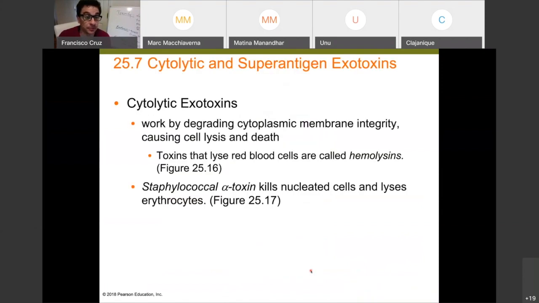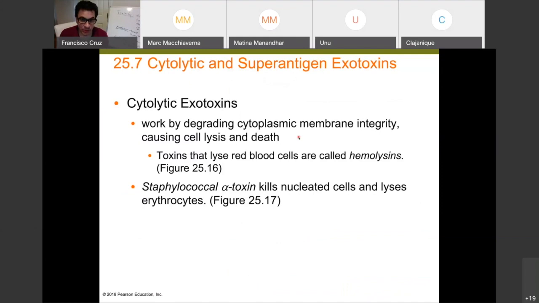Anyway, okay, so let me see how much time we have. I think we have enough time. We're a little over, but we have a couple concepts here that are really good. So we have cytolytic exotoxins. These kill cells by attacking the membrane. They work by degrading cytoplasmic membrane integrity, which causes cell lysis and death.